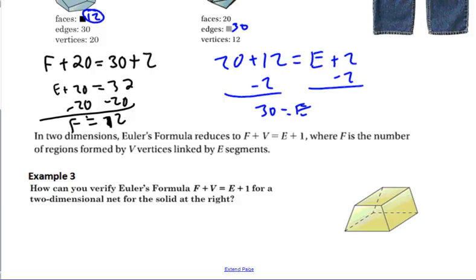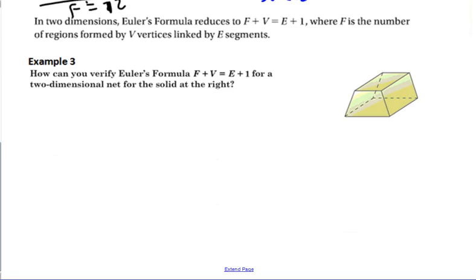In 2 dimensions, Euler's formula reduces to F plus V equals E plus 1. So if it's 2 dimensions, it doesn't work quite like 3 dimensions. In 2 dimensions, it's just slightly different.